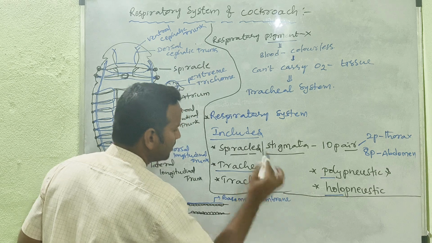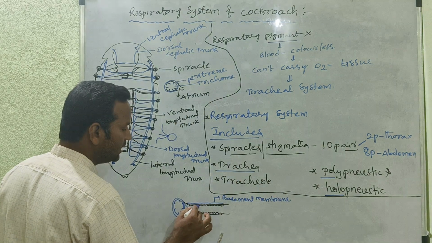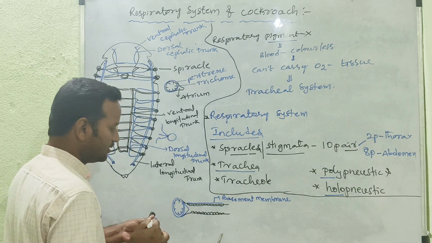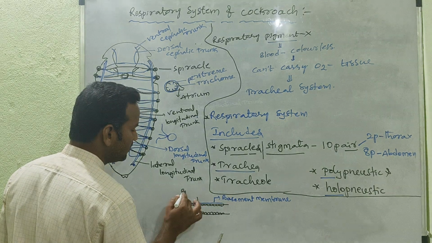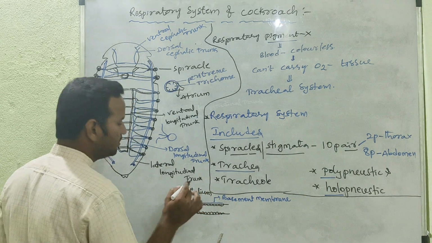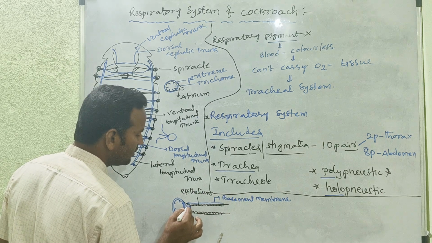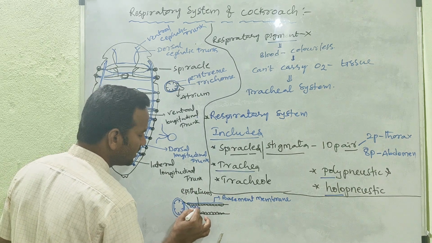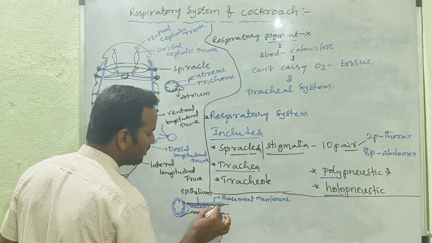Basement membrane. Then the next one is what? The middle layer is called epithelium. Epithelium. And the innermost layer is called intima.